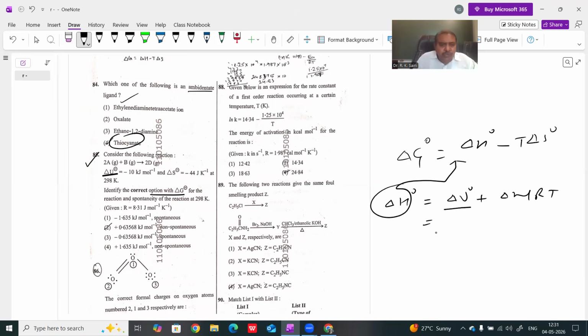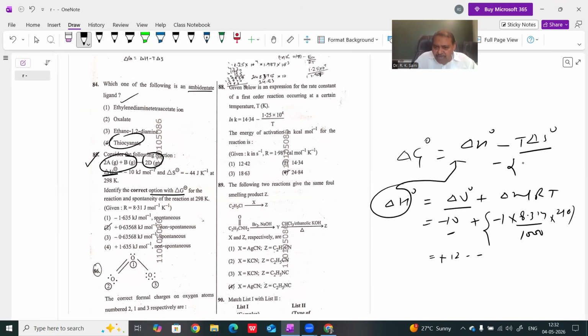Delta H: delta U is given as minus 10 kilojoule, plus delta n_g. There are 2 moles of gaseous product and 3 moles of gaseous reactant, so delta n_g is minus 1. R is 8.314 divided by 1000, because delta U is given in kilojoule, and temperature is 298. This value comes with a positive sign, nearly 12 point something, and then we put in the value of delta S.